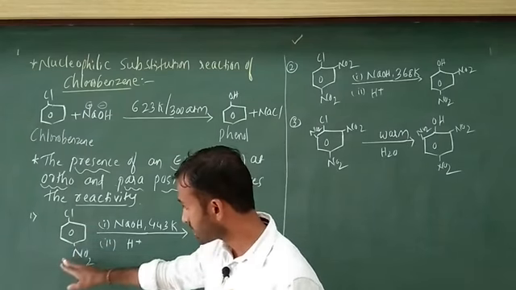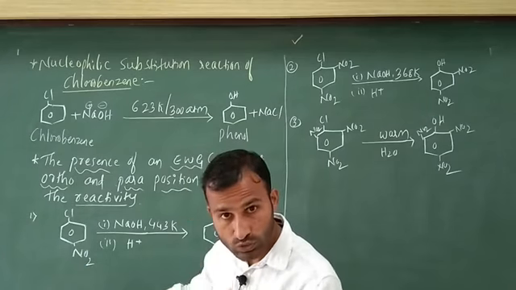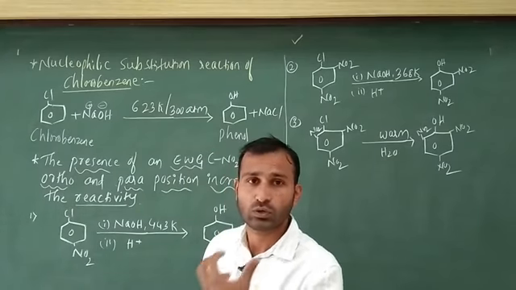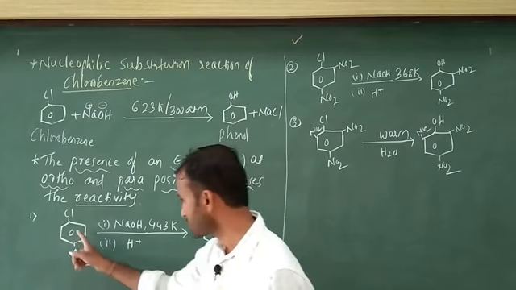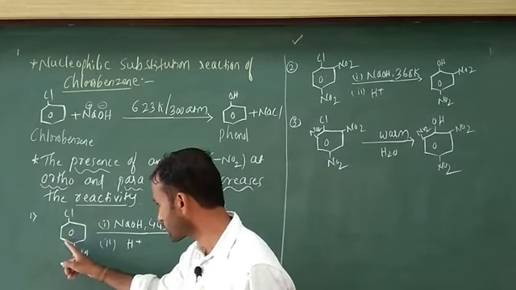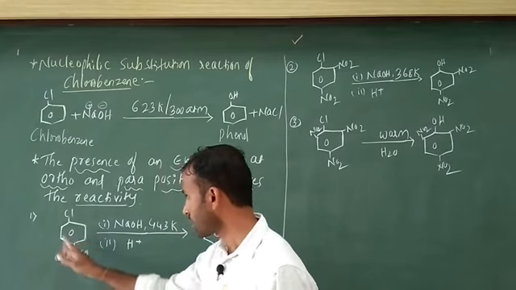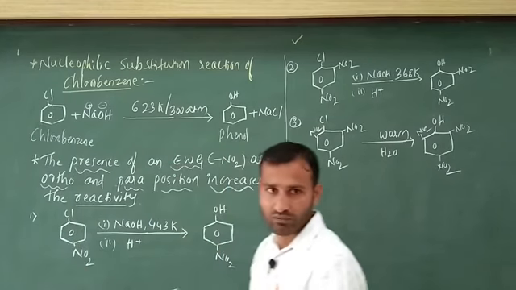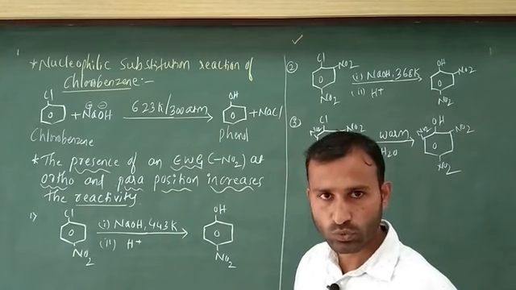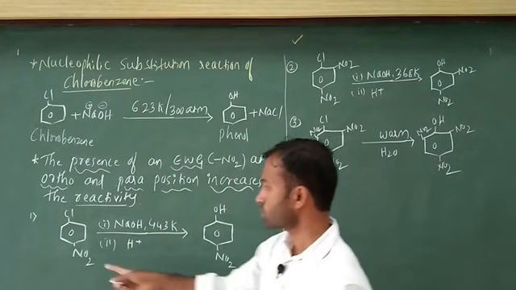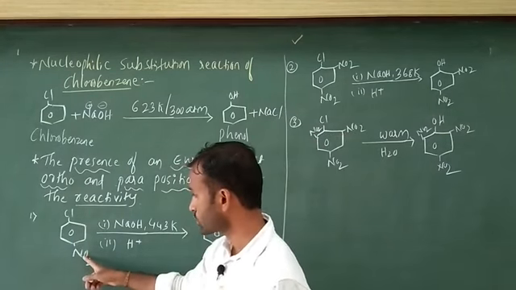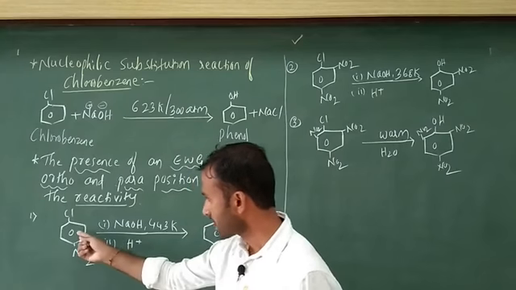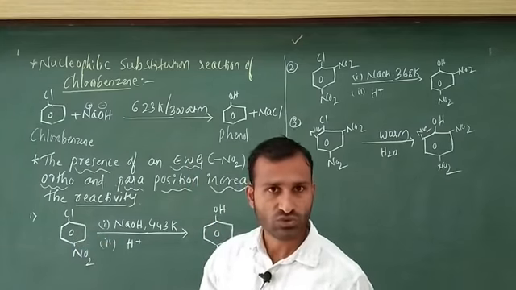This NO2 acts as an electron withdrawing group. Electron withdrawing group means the electron density on the benzene ring decreases. This NO2 withdraws electrons towards itself, which indicates an electron withdrawing group. Here only one electron withdrawing group is there. This can also undergo a nucleophilic substitution reaction.